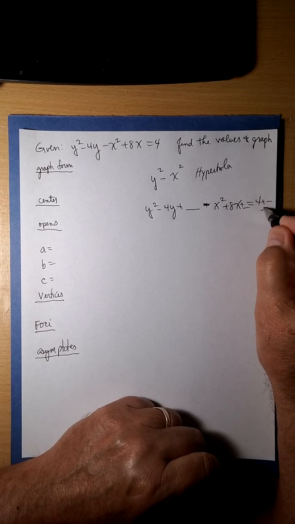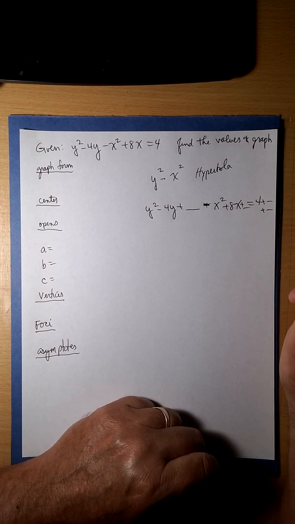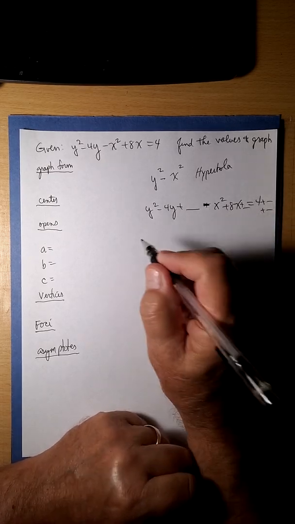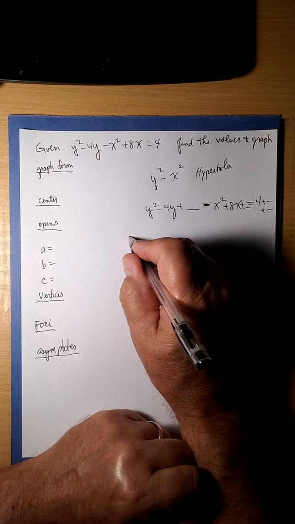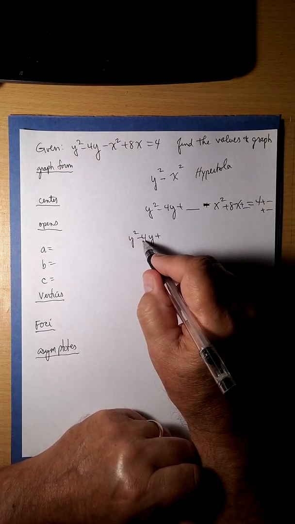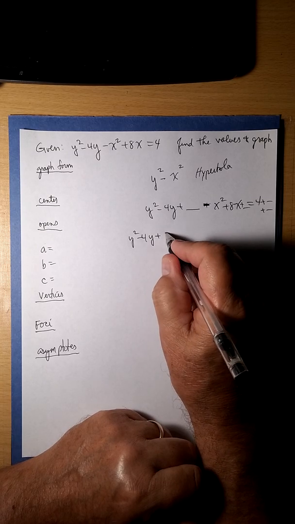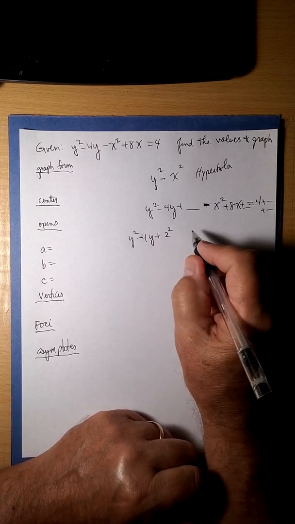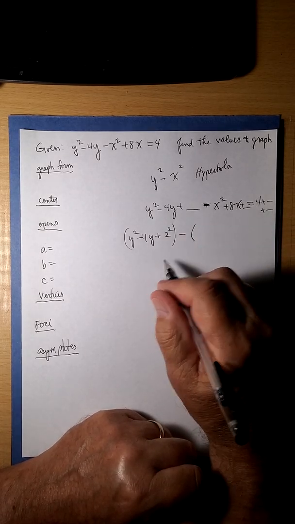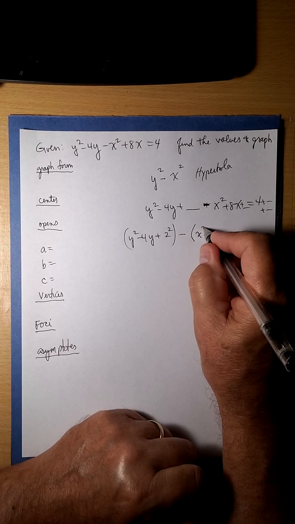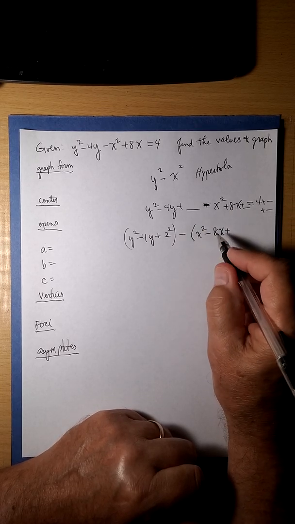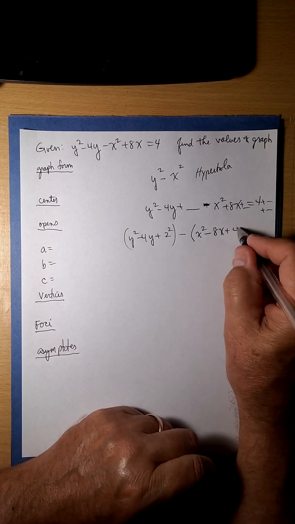And that means we got a couple things to add here on the right. But when we're doing that, you got to be careful of this negative. This is the y squared minus 4y, and we're going to add half the coefficient of the middle term and square it. Minus, and now we're going to pull that negative out. It'll be x squared minus 8x plus something, half that term, which is 4, squared.